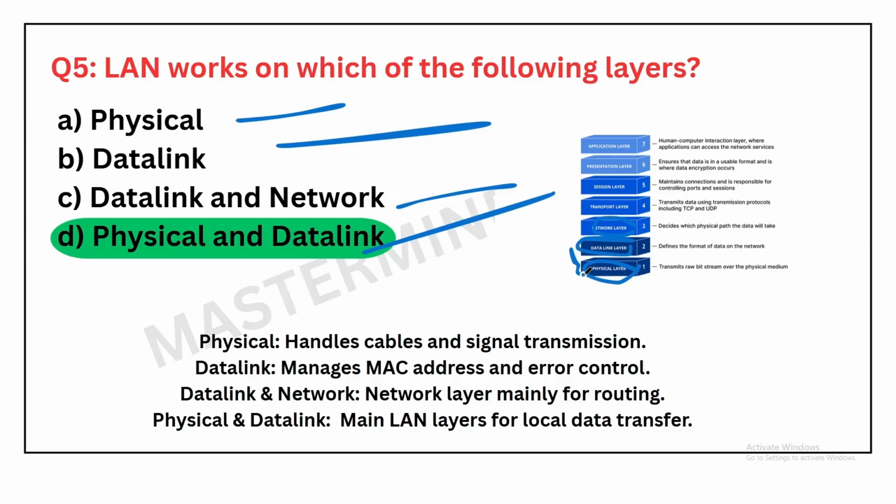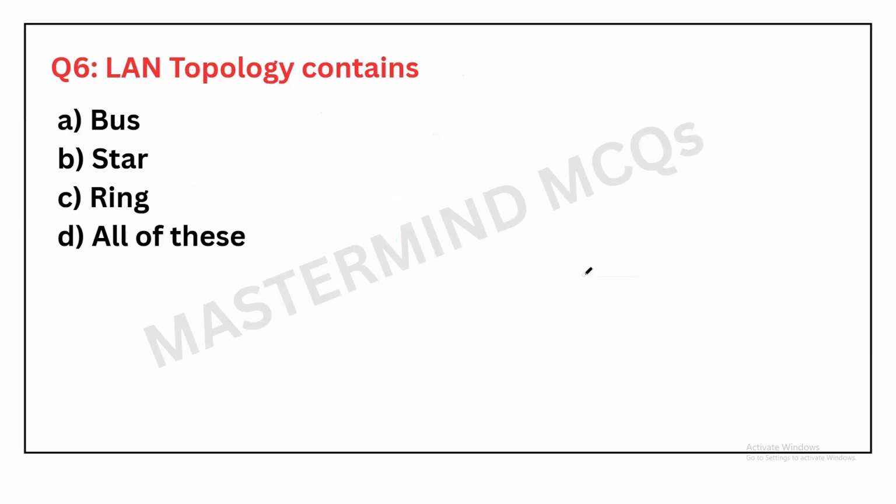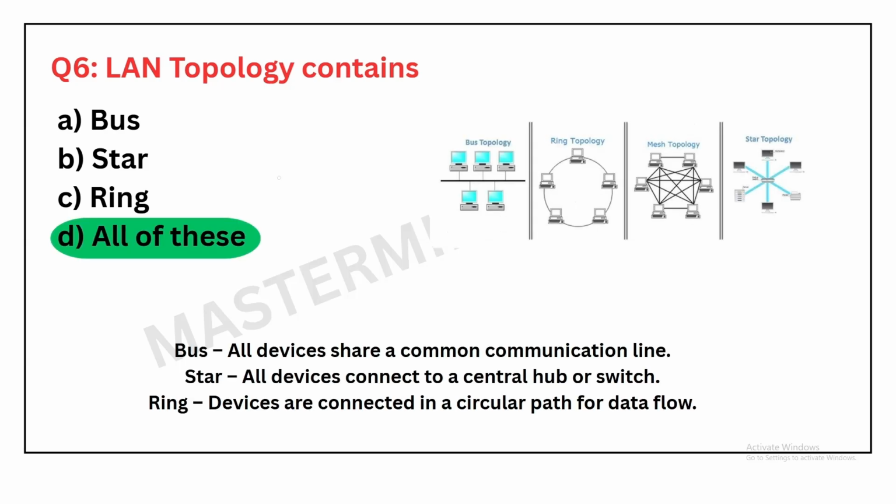Question number 6. LAN topology contains which of the following? Option A, bus. Option B, star. Option C, ring. Option D, all of these. The right answer is option D, all of these.